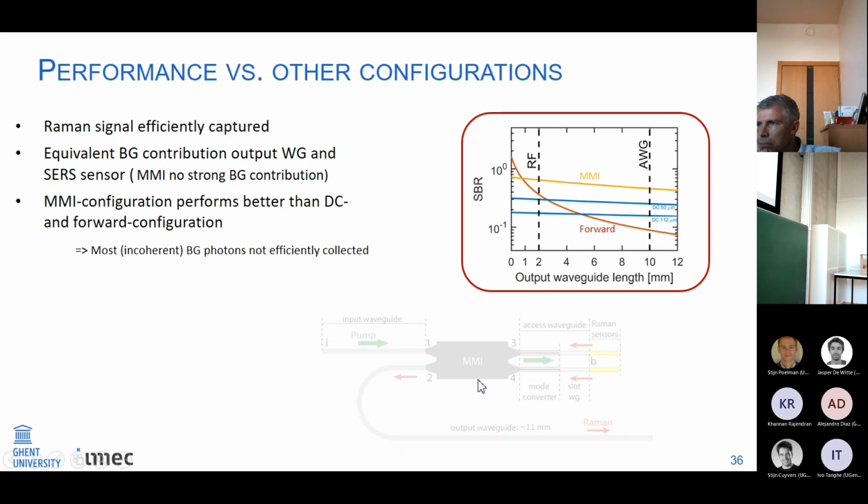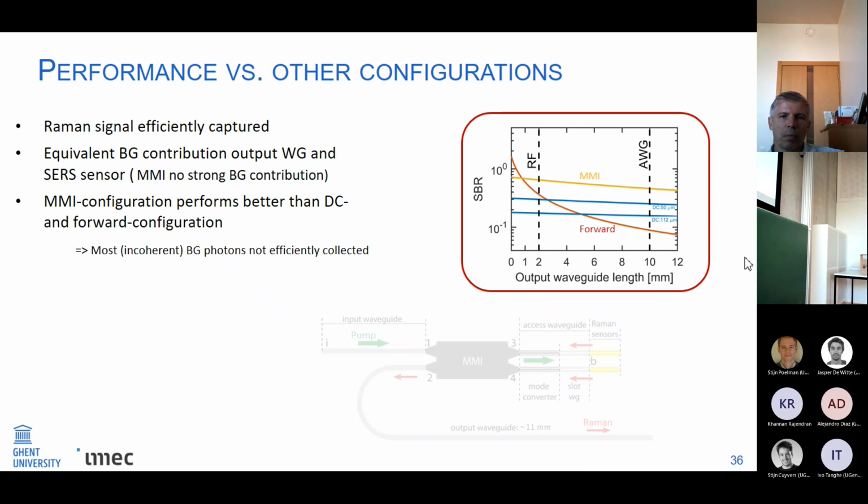And finally, I also calculated the signal to background ratio evolution with the output waveguide length for our MMI case, which is shown here, and I compared that to alternative configurations such as the forward configuration, where the idea is that you simply have the excess waveguide, the sensor, and then have the output waveguide behind the sensor, and collect the forward scattered Raman light. But in that case, the pump light actually gets transmitted through this plasmonic structure and will still be present, and therefore it will quickly deteriorate the signal to background ratio of that configuration if you increase the output waveguide length.